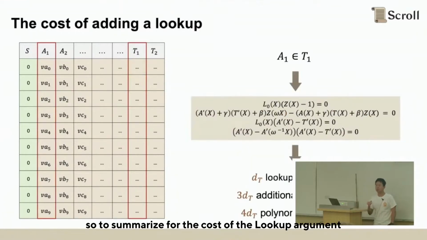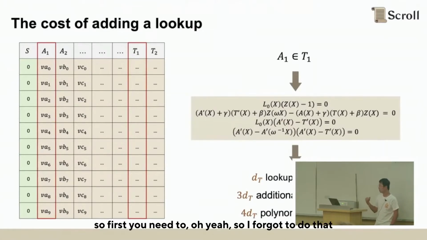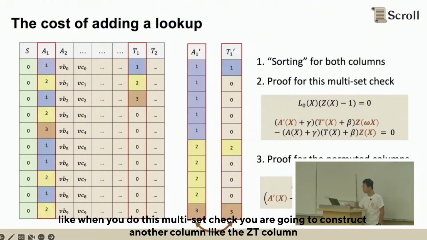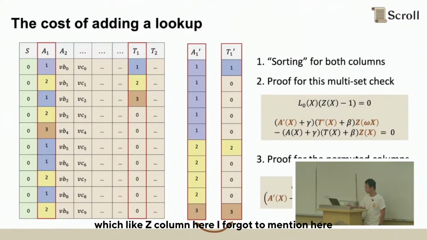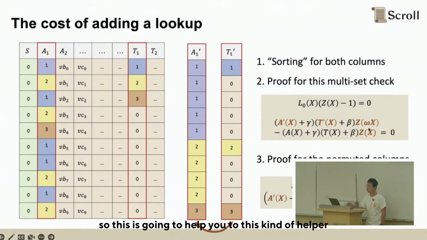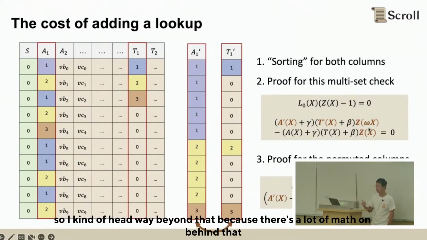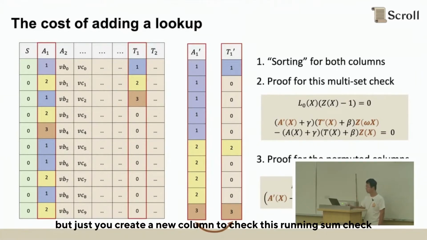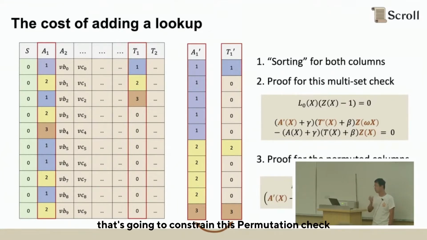So to summarize the cost of a lookup argument, oh yeah, I forgot to mention that when you do this multi-set check, you are going to construct another column, the ZT column, which is like the Z column here. It's a kind of helper. I'm skipping the details because there's a lot of math behind it, but you create a new column to check this running sum, which is going to constrain this permutation check.